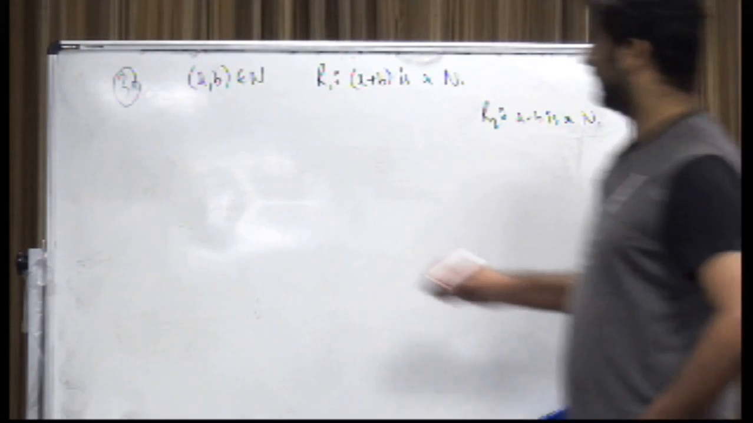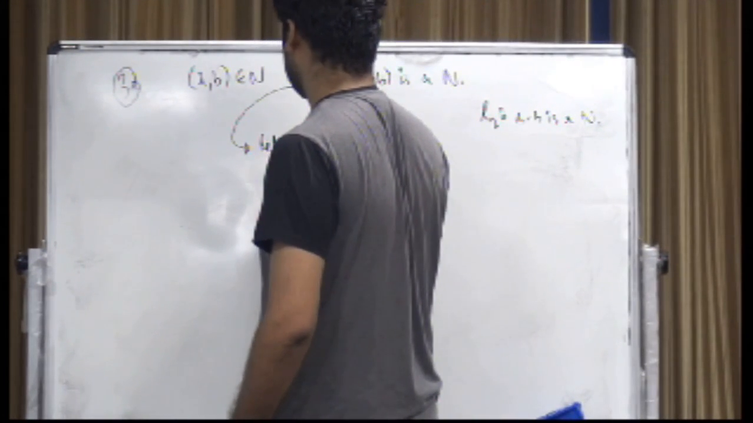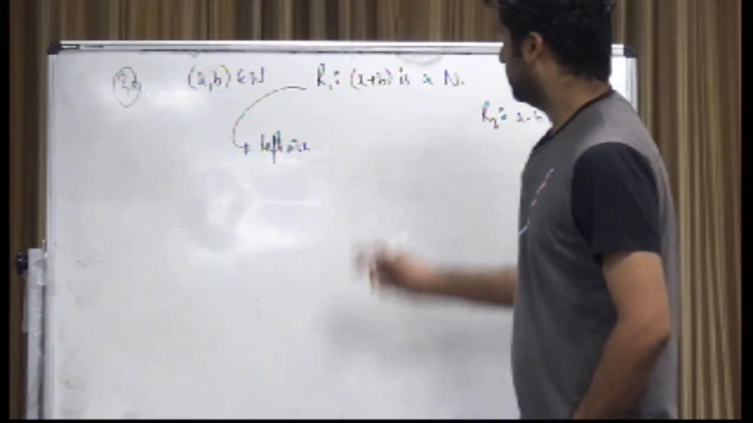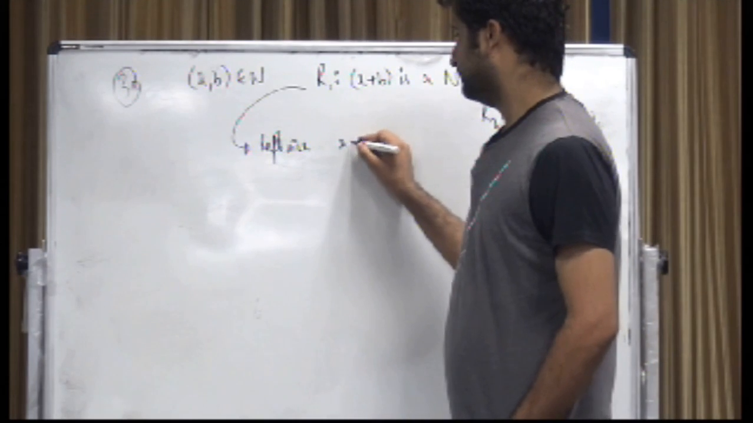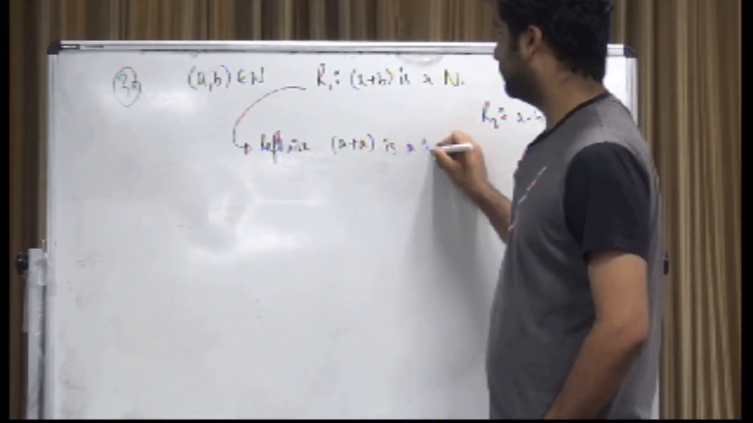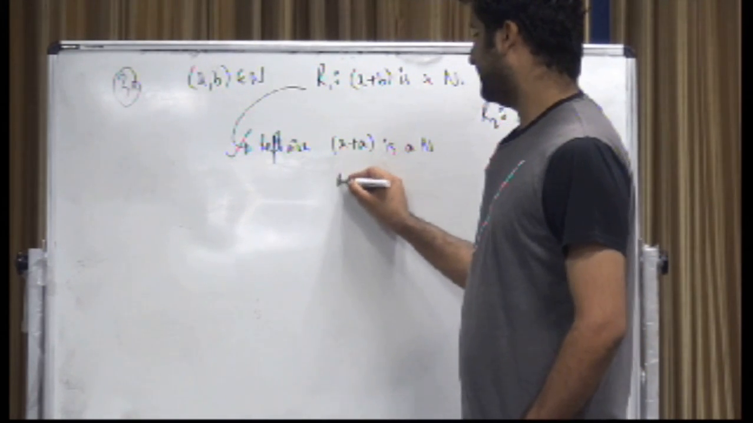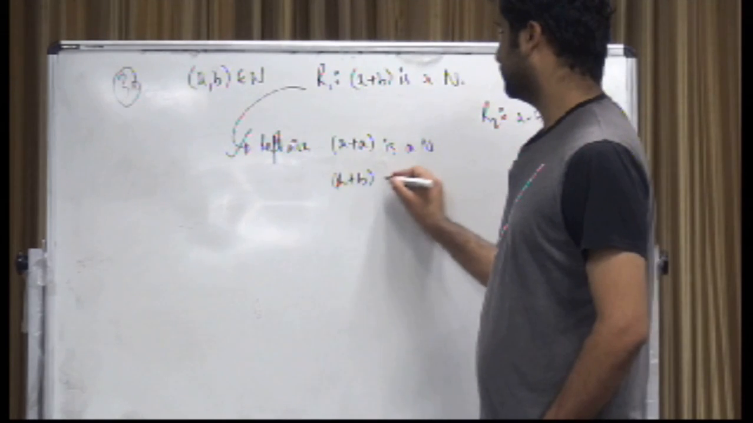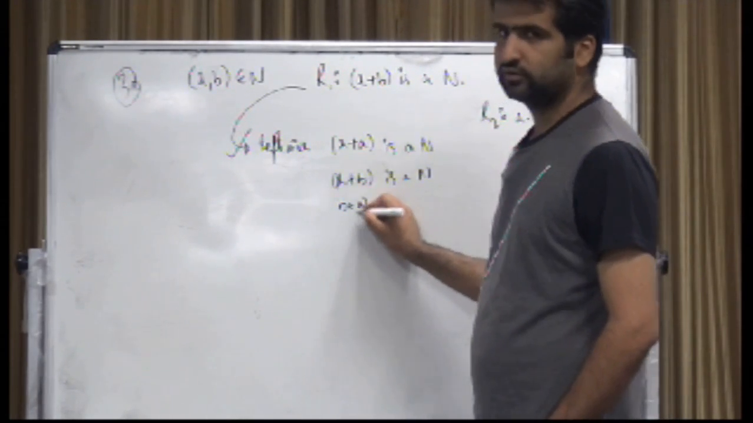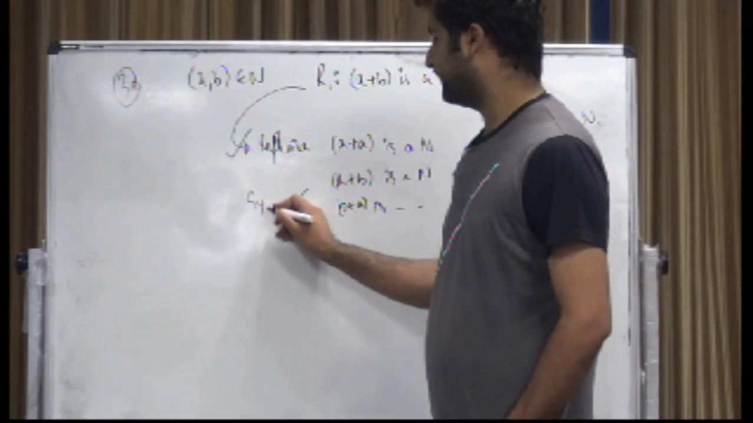So R1, let's take the reflexive property. A plus B is a natural number. A plus A is also a natural number. So therefore it satisfies the reflexive property. If A plus B is a natural number, then B plus A is also a natural number. So symmetric also it satisfies.